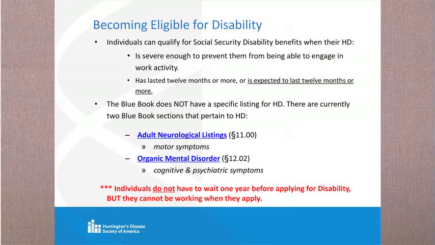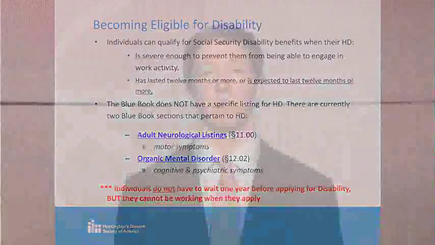The Blue Book, which is the main guide for diagnoses that qualify for disability, does not list Huntington's disease. There are currently 2 Blue Book sections that pertain to Huntington's disease. The first is adult neurological listings, and this covers motor symptoms. The second is organic mental disorder, and this lists cognitive and psychiatric symptoms. We'll go into how to list each of these. Importantly, individuals don't have to wait 1 year before applying for disability, but they can't be working at the time of the application.